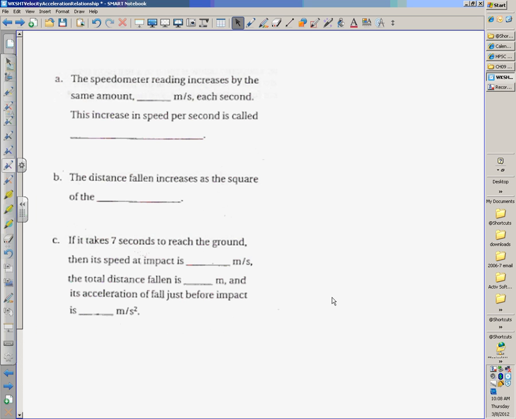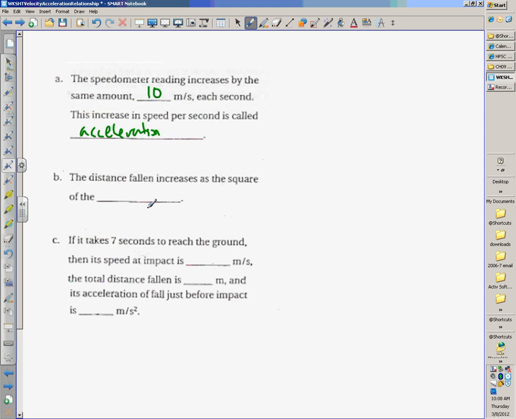So for this free fall section, where gravity is the only thing acting on it, the speedometer reading increases by the same amount. How much each second? 10 meters per second. This increase in speed is called the what? The acceleration. More specifically, what would we say about the acceleration? It is a constant or uniform acceleration in this case, because it keeps increasing by 10 meters per second. Next, that was a little harder. Let's save B for a little bit.